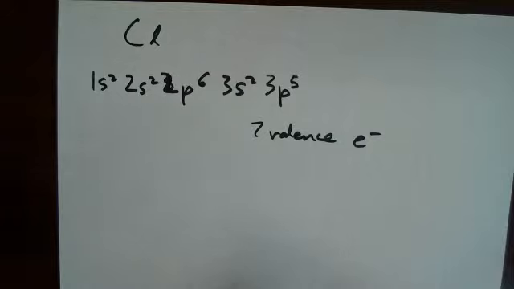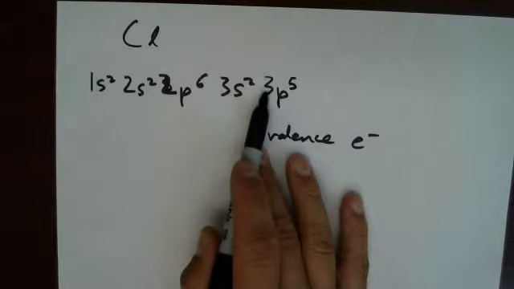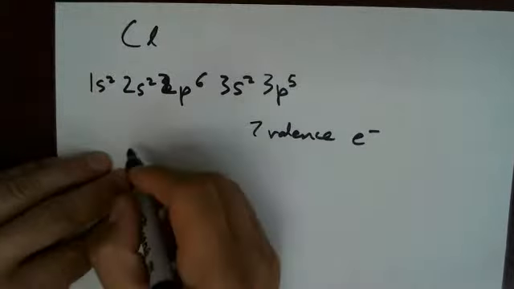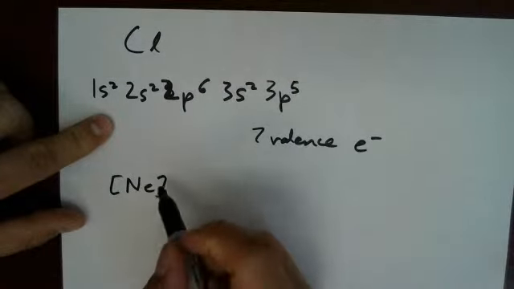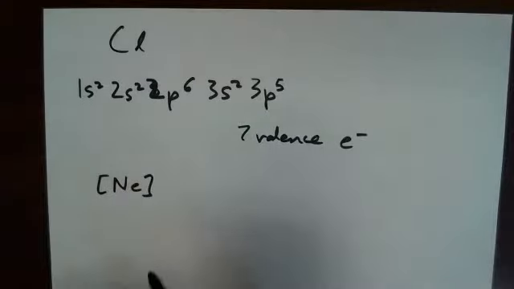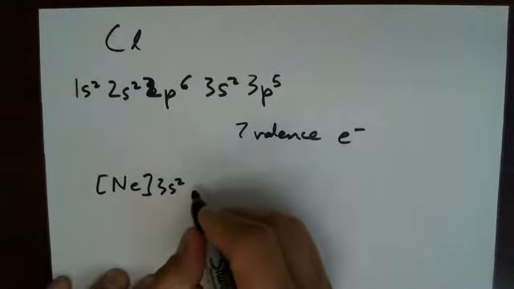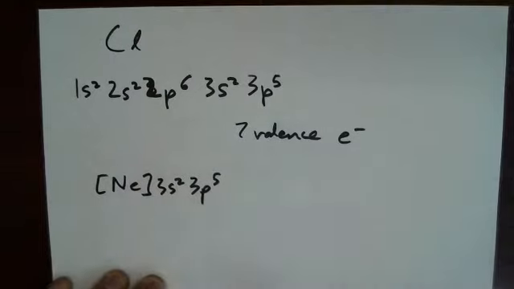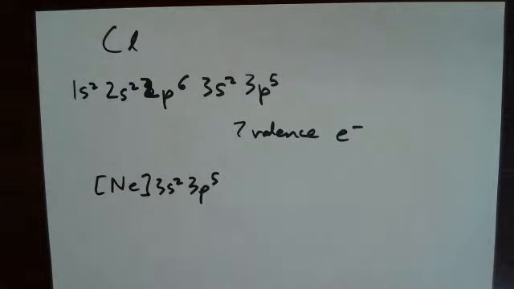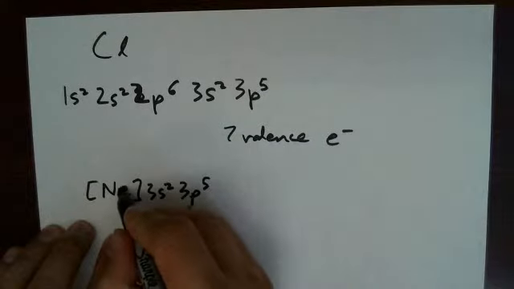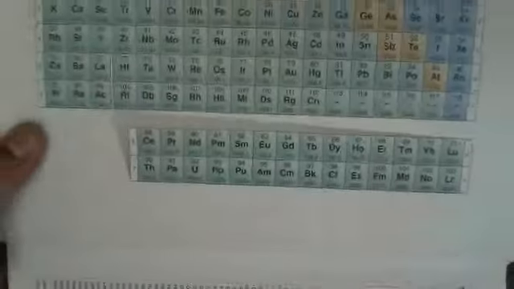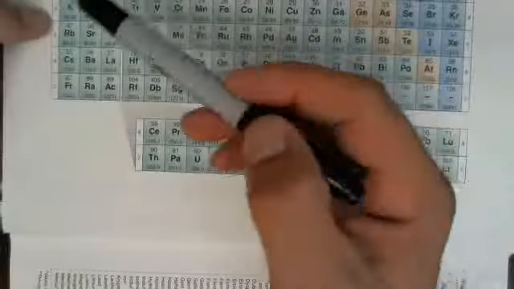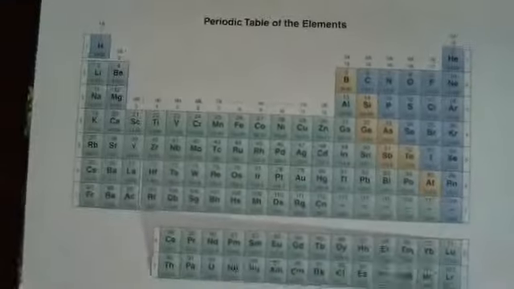And just while I remember, this can also be written as neon and then the rest of the structure, which would be 3s2 3p5. This is often known as the noble gas configuration, because this way of writing it greatly shortens what you have to do.